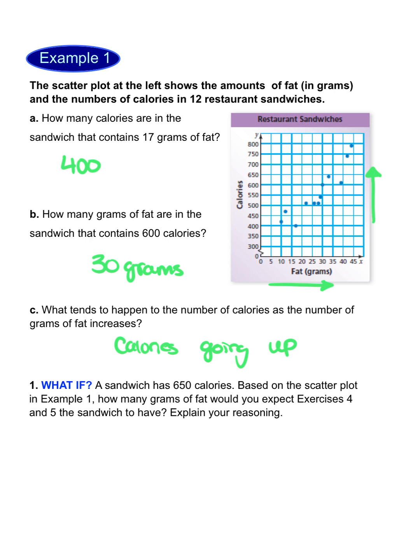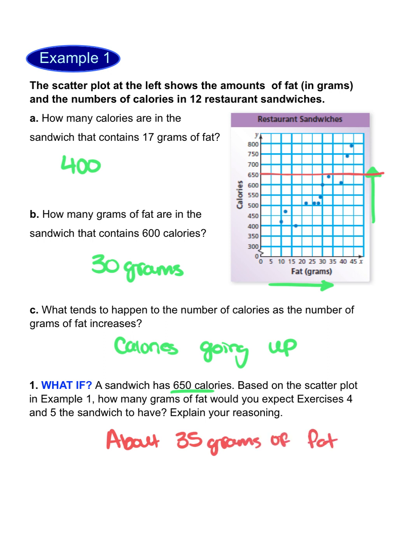So based on the scatter plot in example 1, how many grams of fat would you expect in a sandwich with 650 calories? So we can kind of estimate. 650 is right here. There's no dots that hit 650 exactly, but the dots are kind of around this section. So we would estimate that about 35 grams of fat would be in there around that area. So we could say about 35 grams of fat.